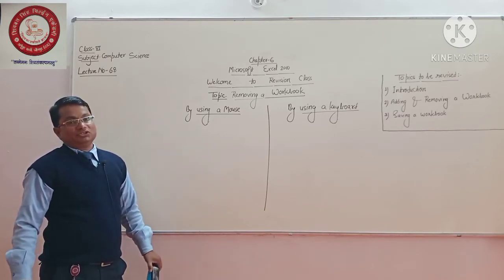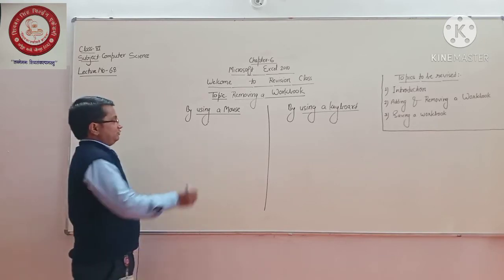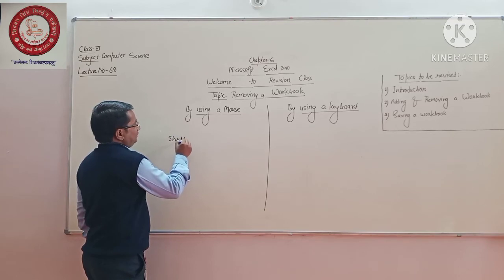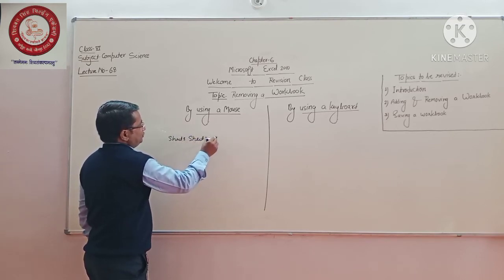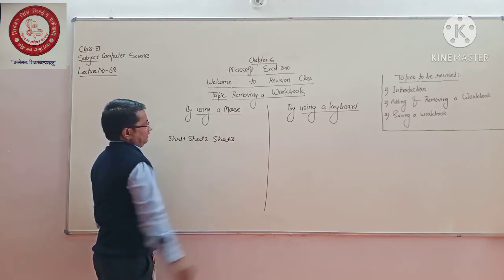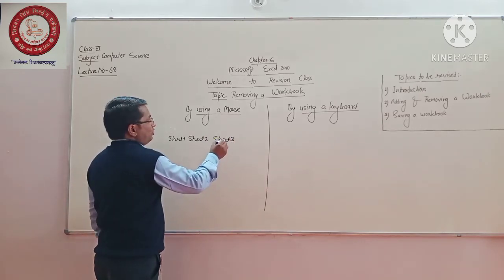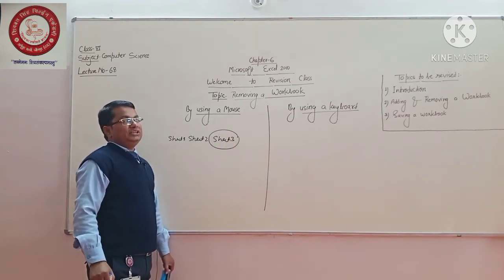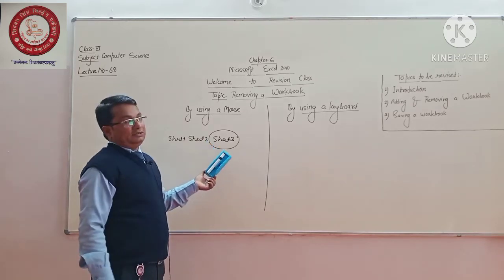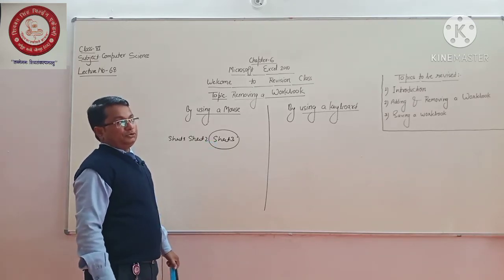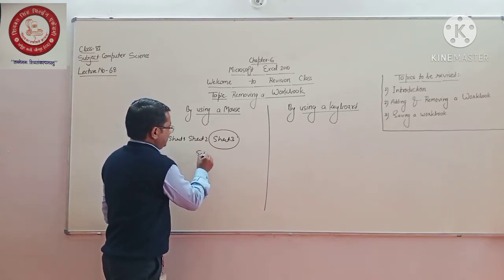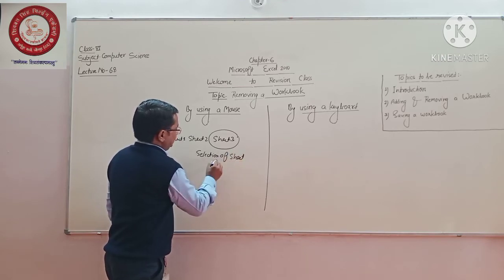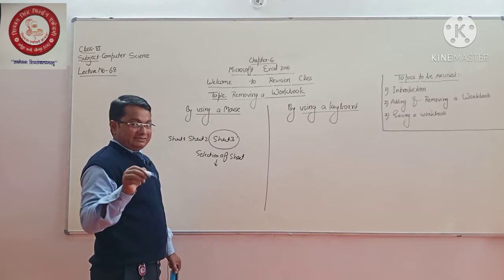Now, let's demonstrate with the mouse. First of all, select the sheet. You already know sheet number 1, after that sheet number 2, then you will have sheet number 3. Suppose you want to delete sheet number 3. For deleting it, first you select it. So the first step is selection of the sheet.